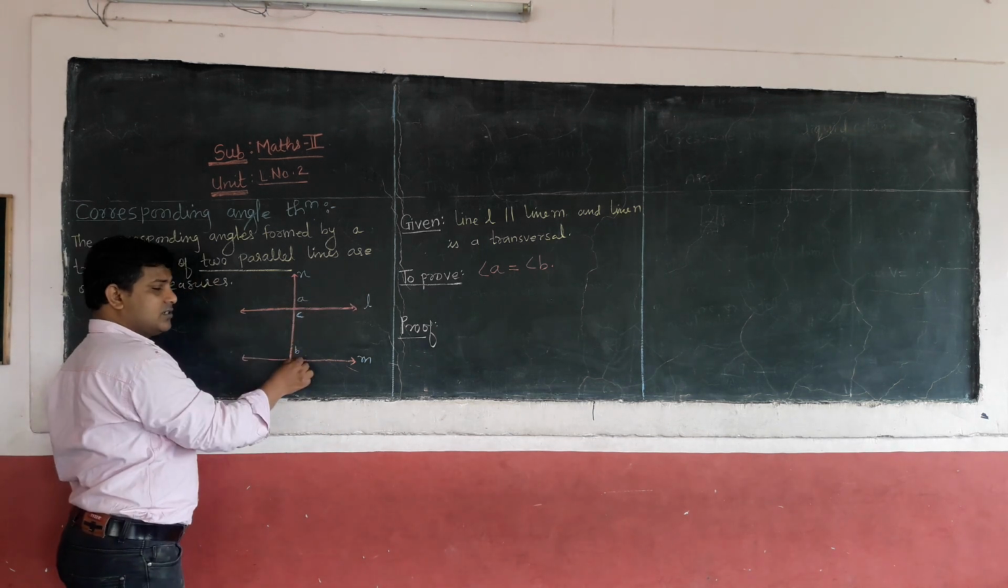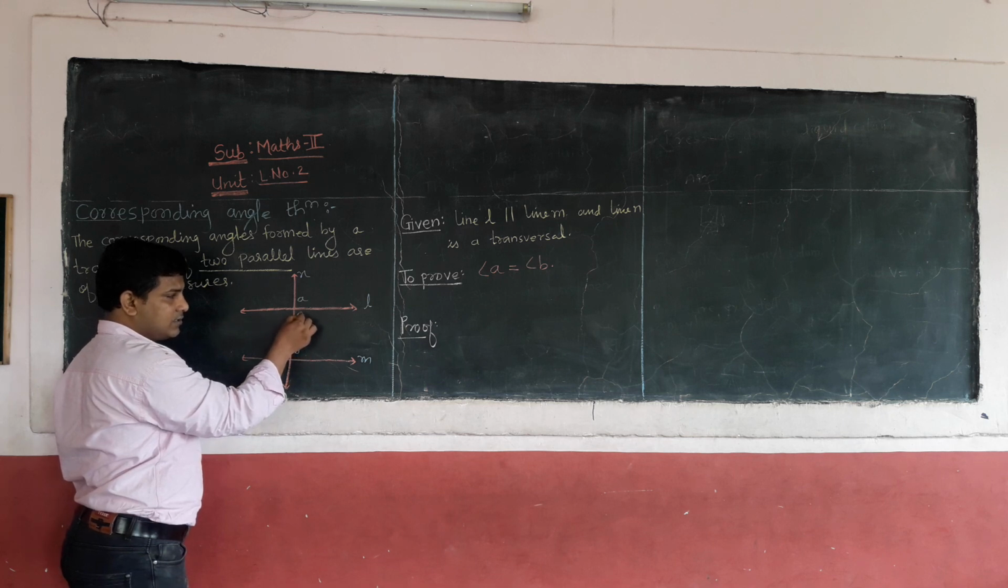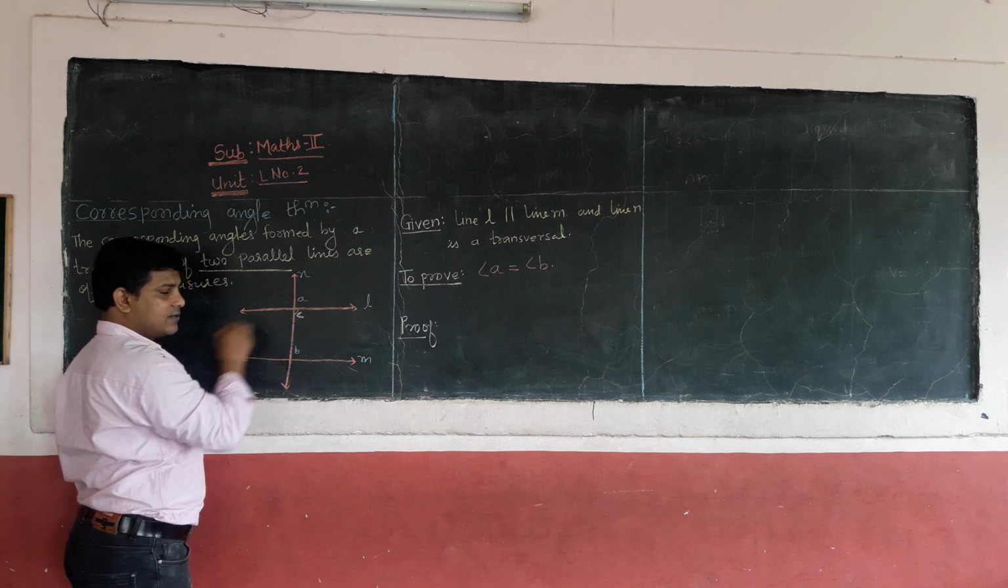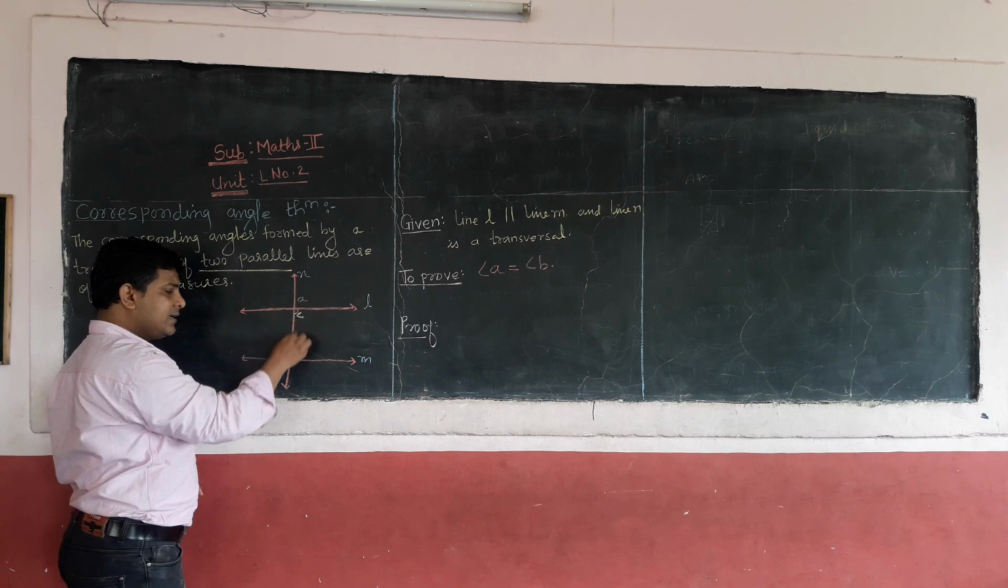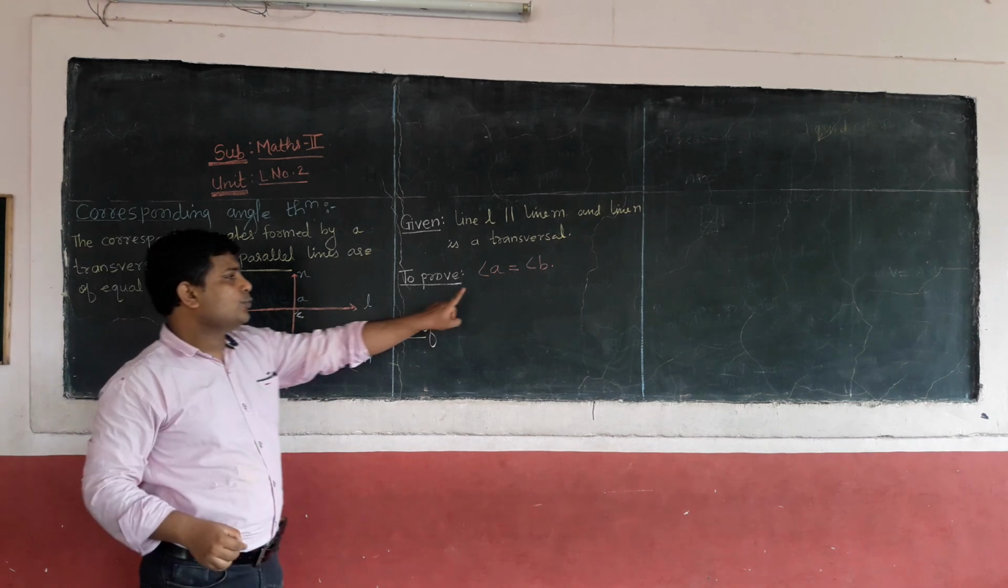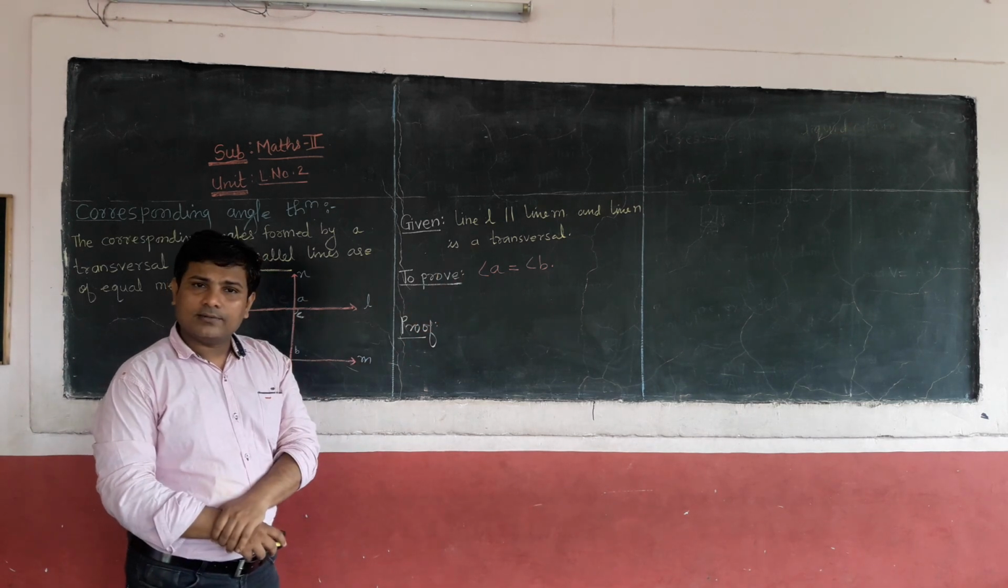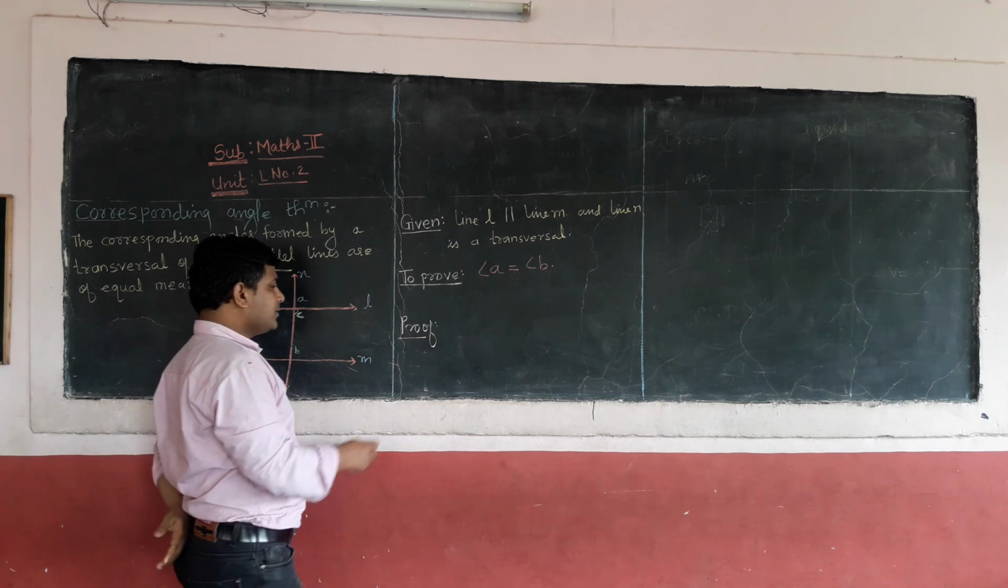To prove this result, I have shown the angle C. This angle I have shown with the small letter C, right? Now with the help of this angle A, angle B and angle C, we are going to prove that angle A is equal to angle B. Let us try to prove it.